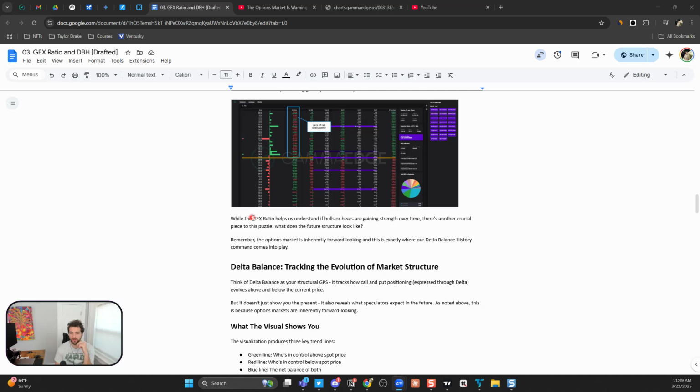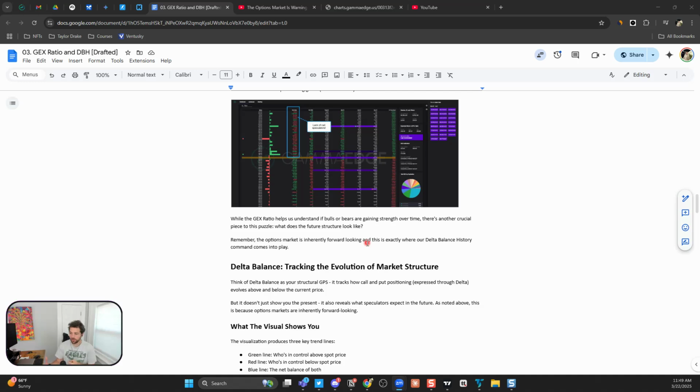And one thing to know is, while GEX ratio is important for us to understand where we have been in terms of strength and where we currently are, DEX, our delta balance command, which we're going to talk about next, helps us understand what the future expectations hold in a stock. Because remember, the options market is forward looking by definition.